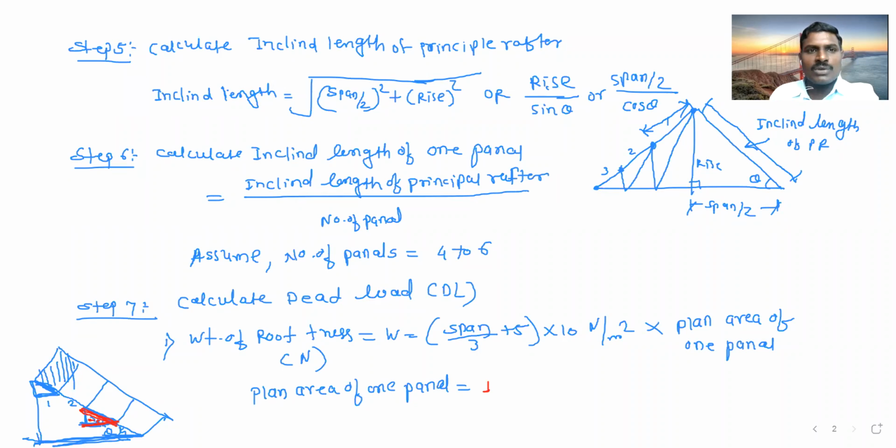Inclined length into cos theta. Is this correct? Yes, sir. Inclined length of one panel into cos theta. काय मिळालं आपल्याला? प्लान एरिया मधली हॉरिझॉन्टल लेंथ मिळाली. येते का लक्षात?